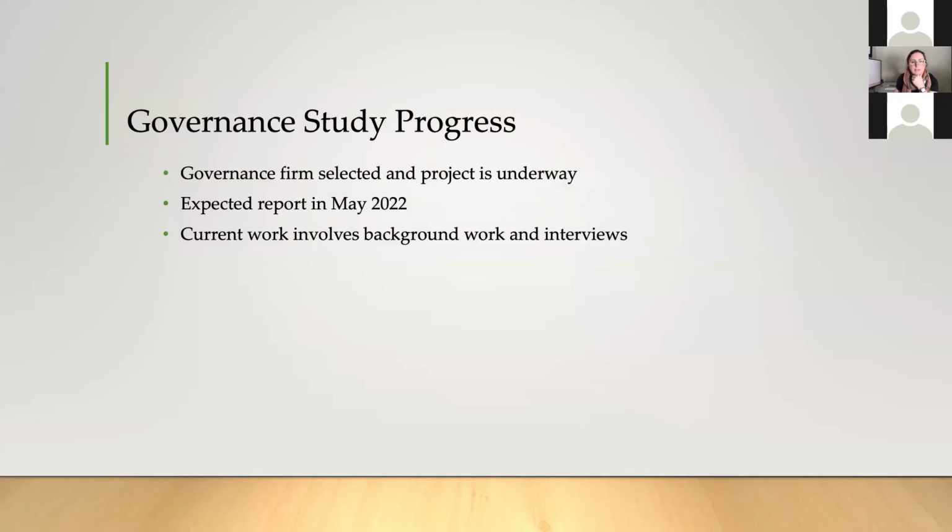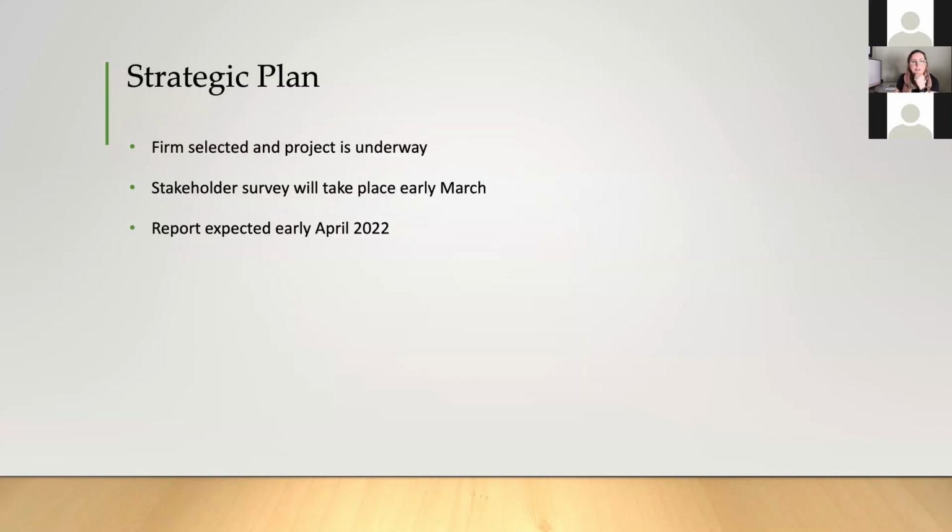So to give you an update on the governance study, we've selected a firm, and I think the primary consultant has started work already, and they're going to be starting off with some background work and interviews. For the strategic plan, as I mentioned, the stakeholder surveys will be going out soon, and then there will be a smaller session that takes place late in March. I've put early March, but it should be late March in there, and our report will be expected in April.